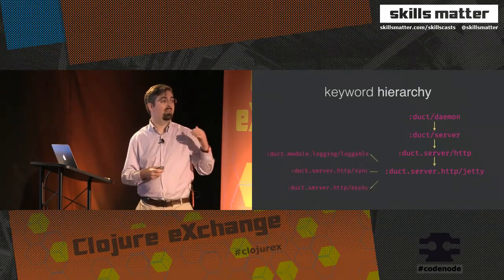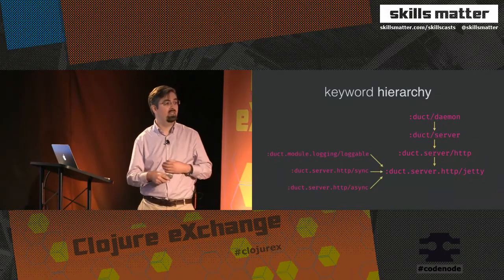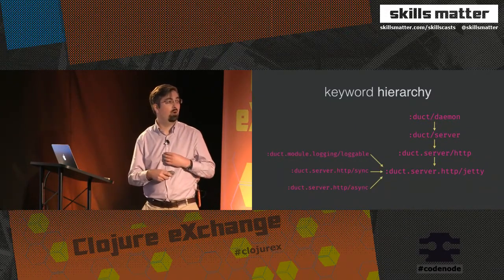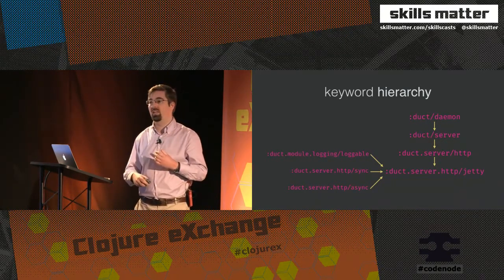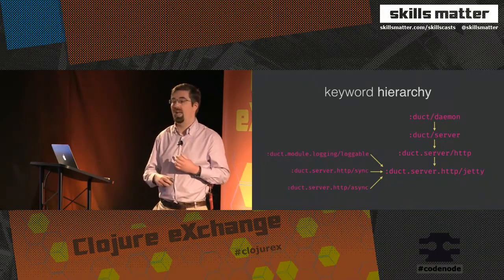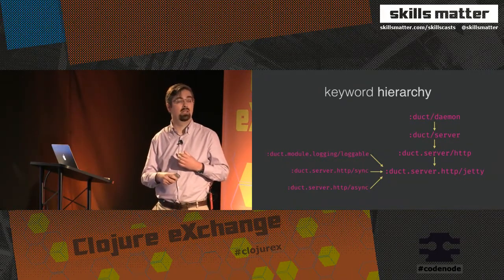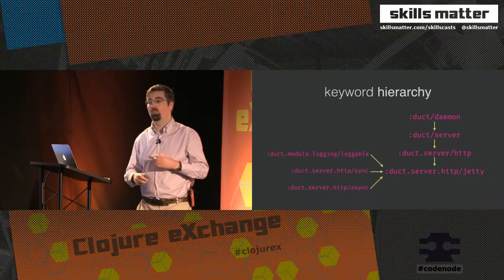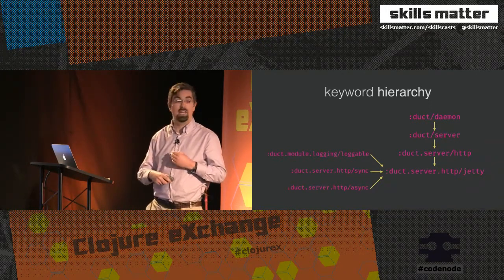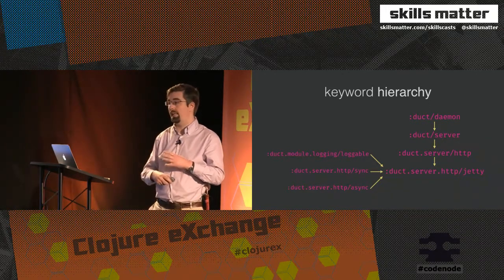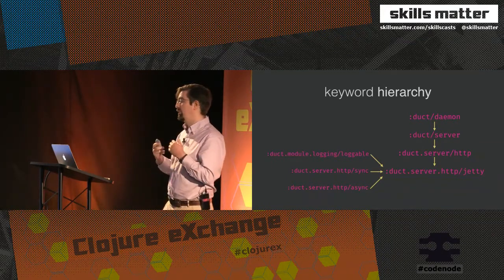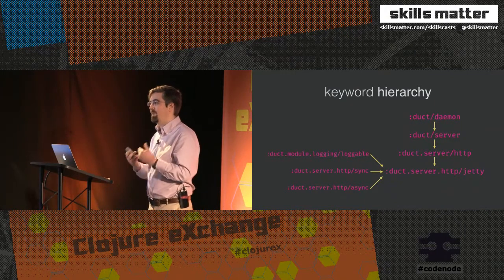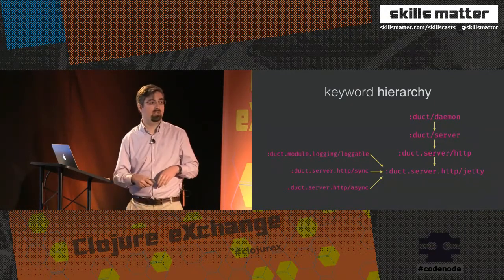So you can also have additional keys. We can say, okay, well, this inherits from the loggable key, inherits from sync, and it inherits from async. So this is not only an HTTP server and a daemon process, but it's also loggable. It supports synchronous handlers, synchronous string handlers, and it supports asynchronous string handlers. So we can use keyword hierarchies to convey semantic information about a particular keyword.